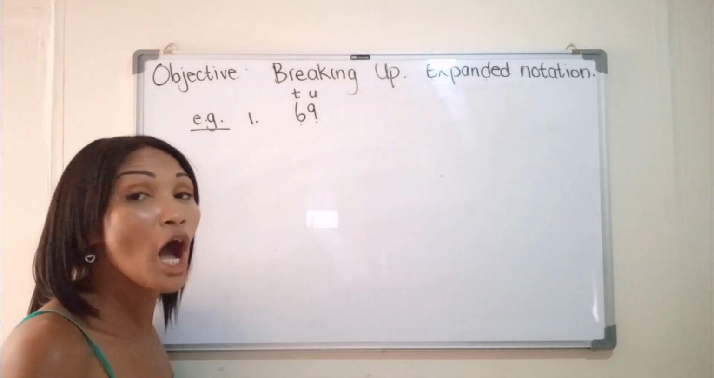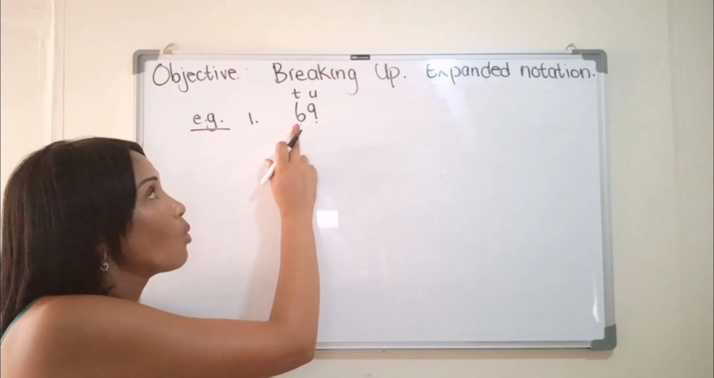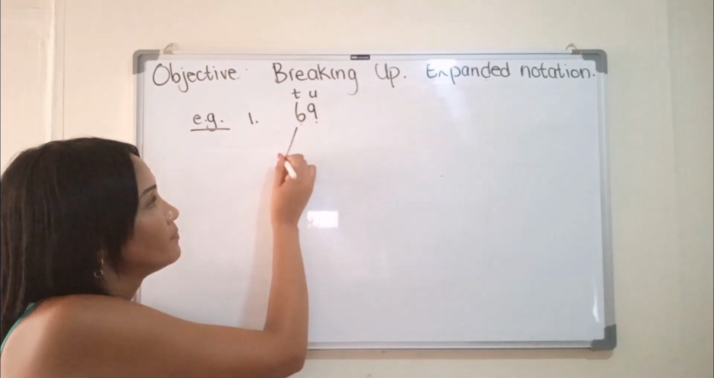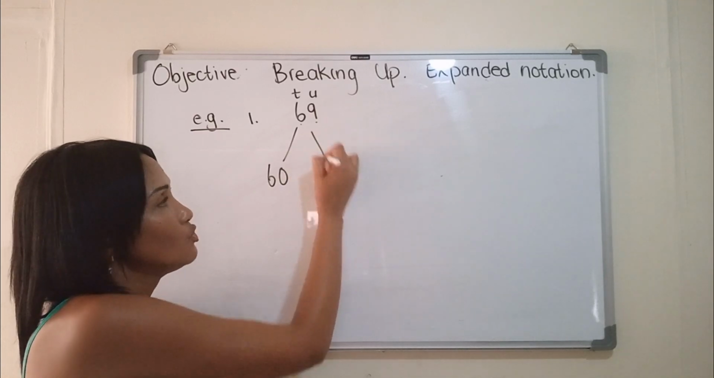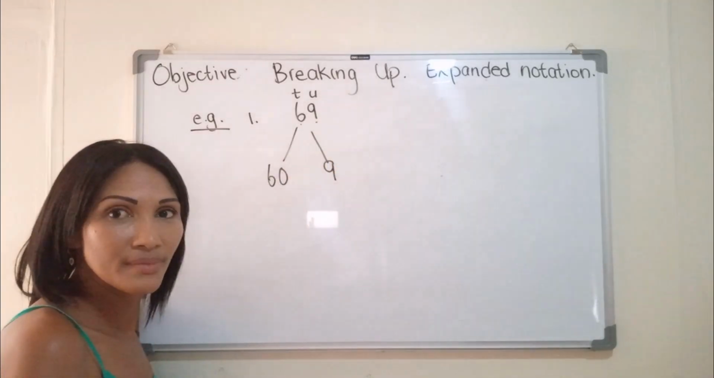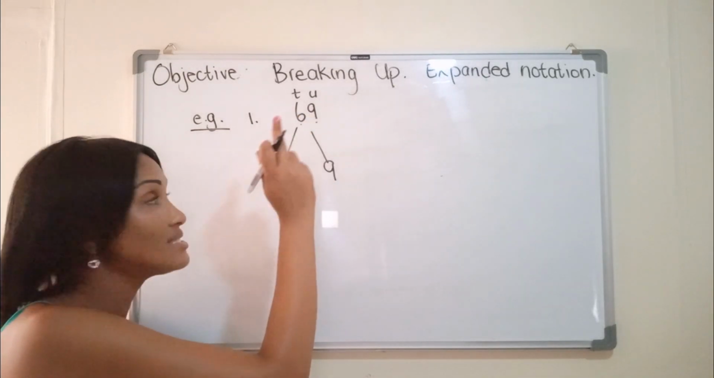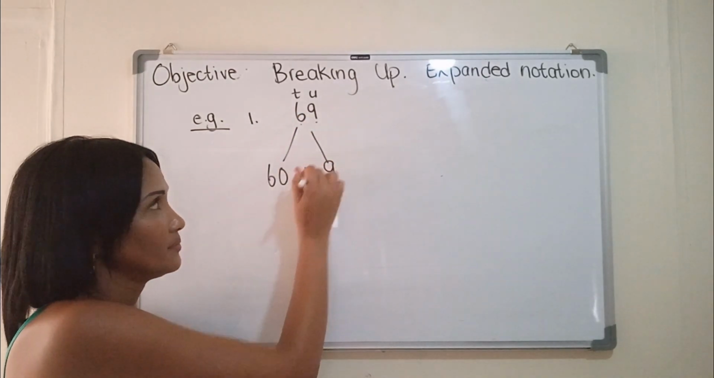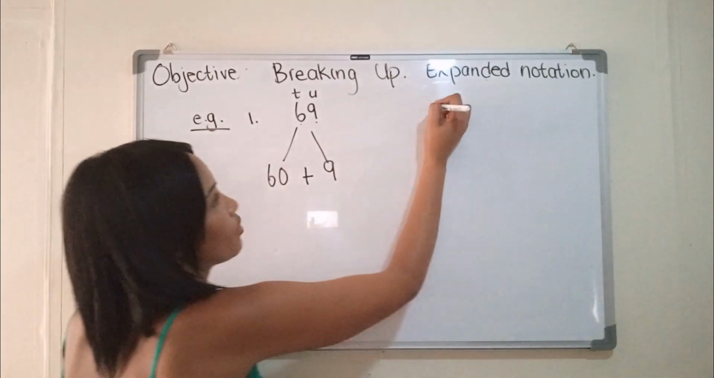Here we go. So how many tens do I have? I've got 6 tens. So what does 6 tens mean? 60. I've got 9 units. So when I break up 69, it means 60 plus 9. That is breaking up 69. Example number 2.